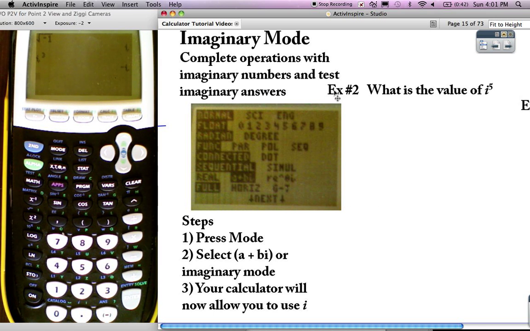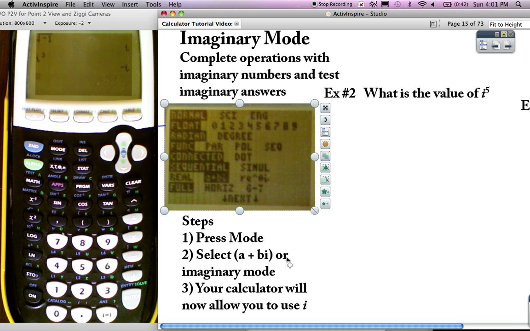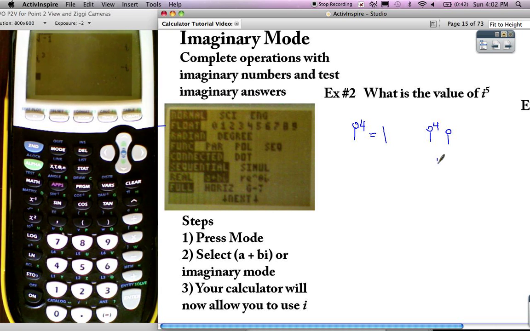What is the value of i to the fifth? Now this is interesting, and you have to get comfortable with this. I'm going to leave this here so you remember what the screen looks like. If you've learned imaginary numbers, you know that i to the fourth is equal to 1. So if you were doing this by hand, I would say i to the fourth times i, so I'd get 1i for my solution.